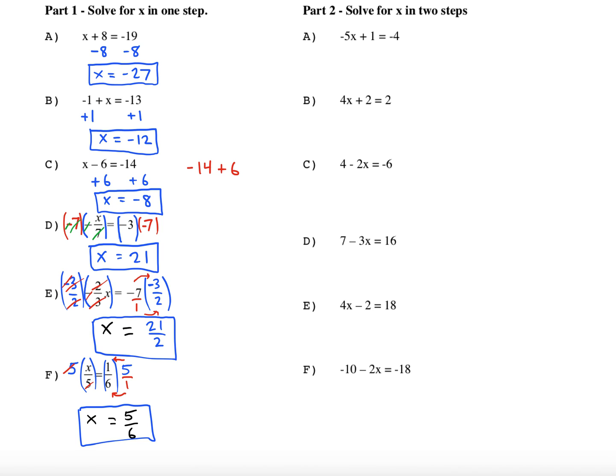Okay, those are one-step problems. Now let's try some two-step problems. But remember, we have to undo the things that are happening to x in reverse PEMDAS order. So first of all, what's happening to x? Well, there's a multiplication by a negative 5, and there's also an addition of 1. Which should we undo first? Well, according to PEMDAS in reverse, additions and subtractions get undone first. So, I want to subtract that 1 first from both sides.